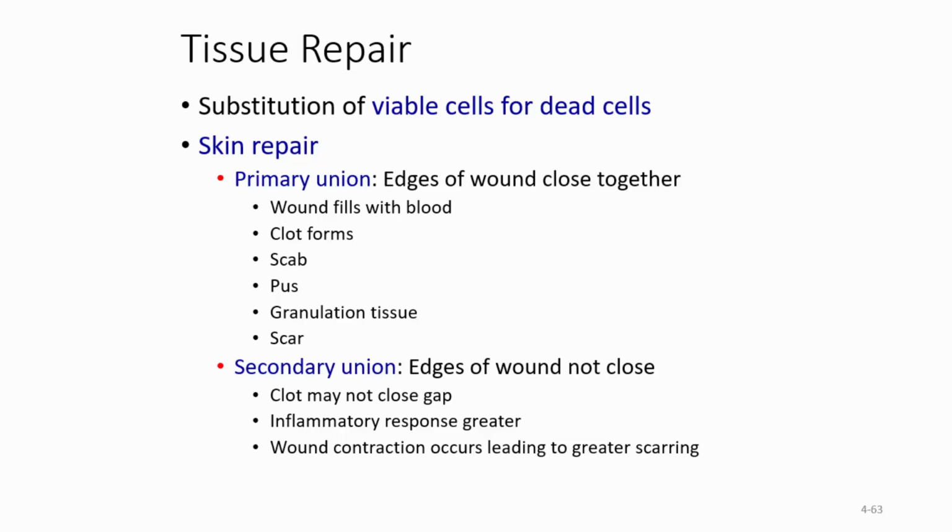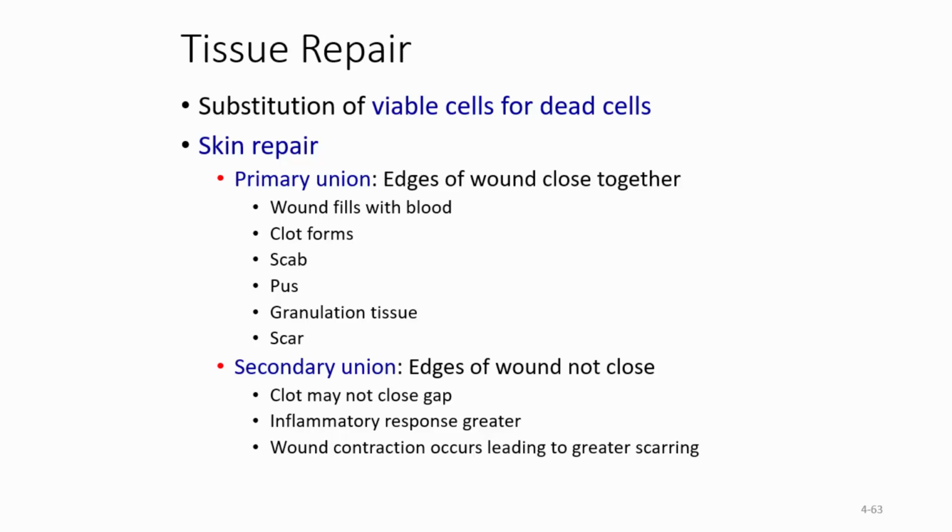And so with tissue repair, we have substitution of viable cells for dead cells. And skin repair is going to be different depending on if we have a wound that's of primary union or a wound of secondary union. We also call this a wound of first intention or a wound of second intention. A wound of first intention or primary union, the edges of the wound are close together. So for instance, you cut yourself with a knife or with a scalpel, or even a paper cut. The edges are close together.